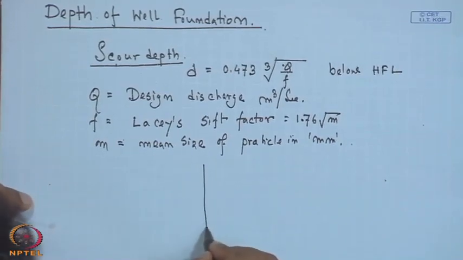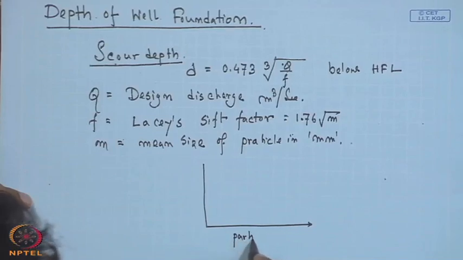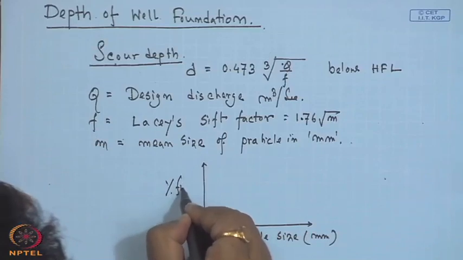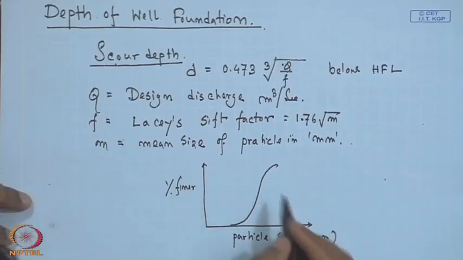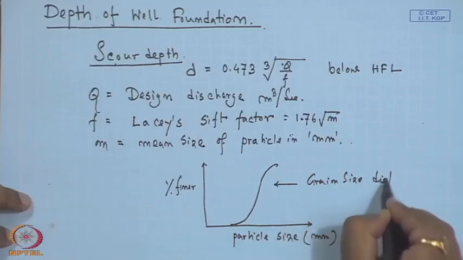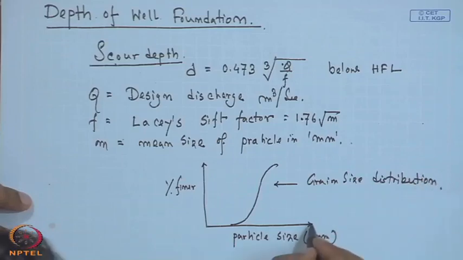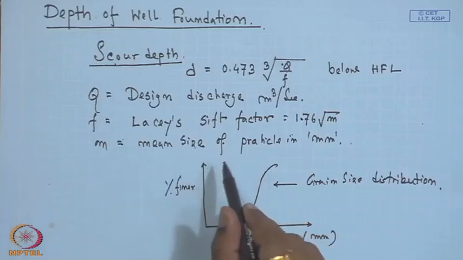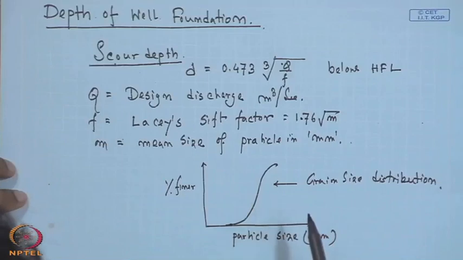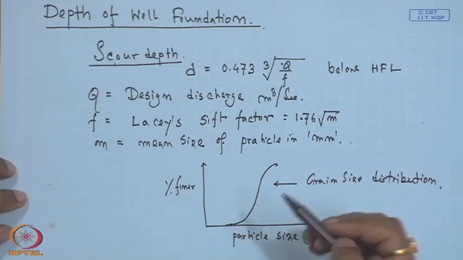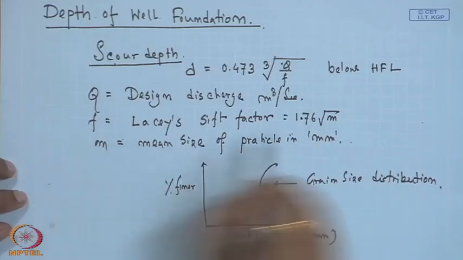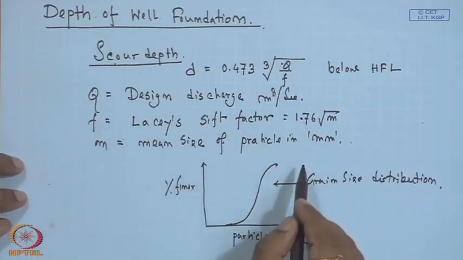So, here if I draw the grain size distribution curve, this is the particle size in millimeter, in the log scale, and this is the percent finer. We will get this type of curve, that is the grain size distribution curve. From this curve, we have to calculate the mean size of the particles, and we can take the weighted average of the particle size. From there we calculate the weighted average particle size of that area, and that will be used as the m value, and using that m value we can calculate the silt factor f.